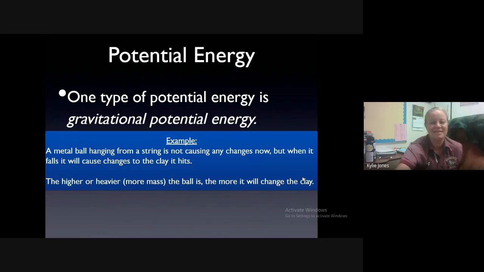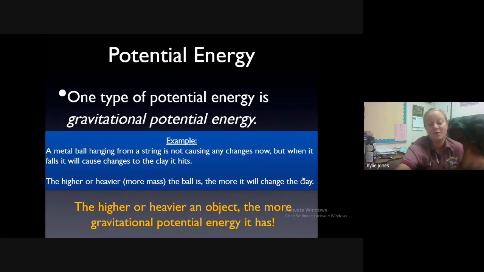Alrighty. Next part. Again, the higher or heavier an object is, the more potential energy it has. So an airplane that's way up in the air has way more potential energy than us sitting on the ground, okay?